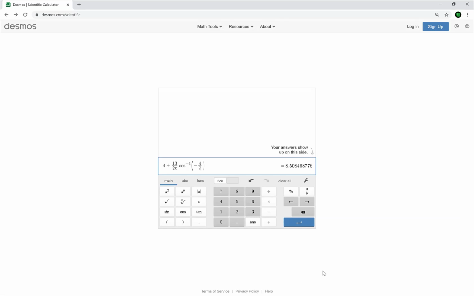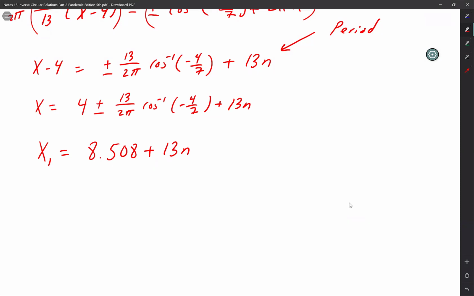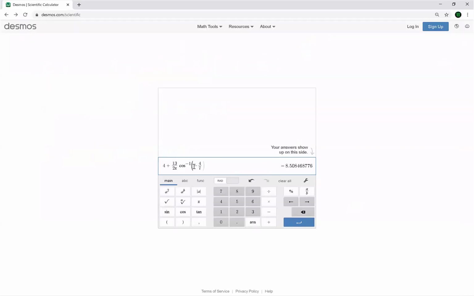So I'm going to go back. And I'm going to write 8.508 plus 13n. This is what you call a general expression. I'm going to write x2 here on the side. x2 equals, instead of adding, what do you think I'm going to do? Subtracting, because it says plus minus. So here I am going back to Desmos. And instead of that plus, all I'm going to do is remove that plus and put a what?